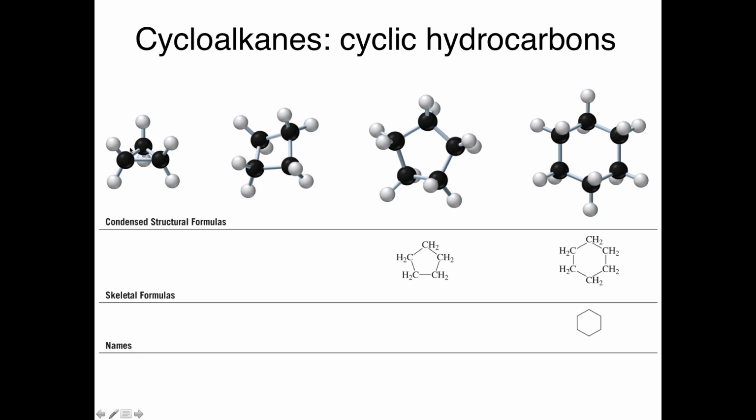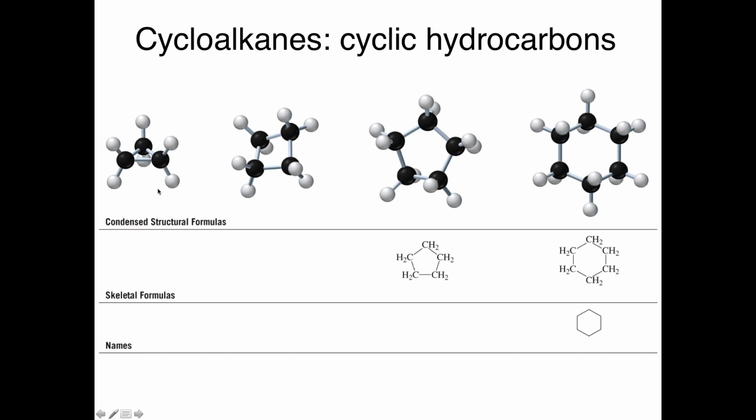So for example, you see the 3-membered ring here. This one is a 4-membered ring. This one is a 5-membered ring, and this one is a 6-membered ring. All of these are under the class that's called cycloalkanes or cyclic hydrocarbons. So let's go back and take a look one at a time.